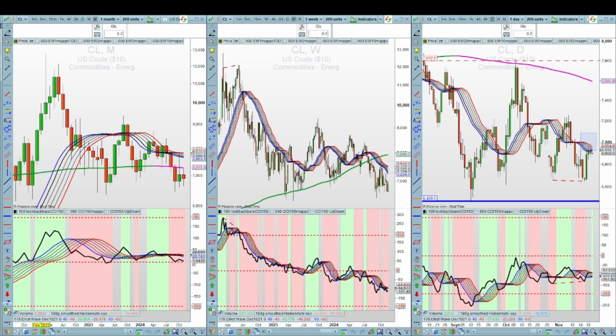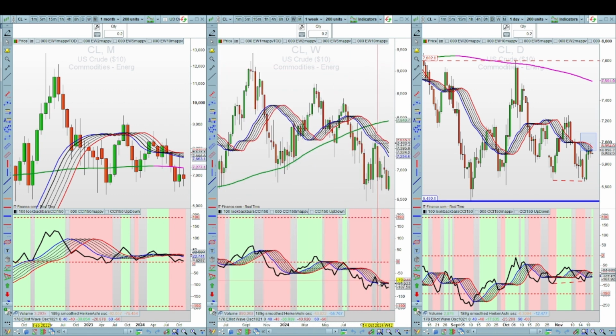So here we've got US crude oil on the monthly, weekly and daily trend charts. On the monthly, first off, you can see the price is well below its moving averages. Likewise, the CCI 150, which is our major trend indicator, is giving us a bearish signal, so predominantly bearish on the monthly. On the weekly, likewise, both the CCI and the price are below the moving averages. That's also bearish on the weekly.